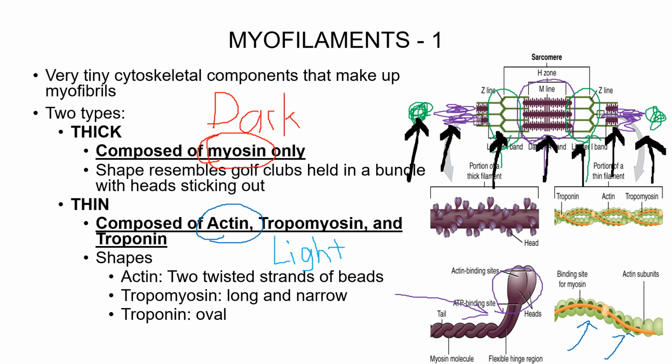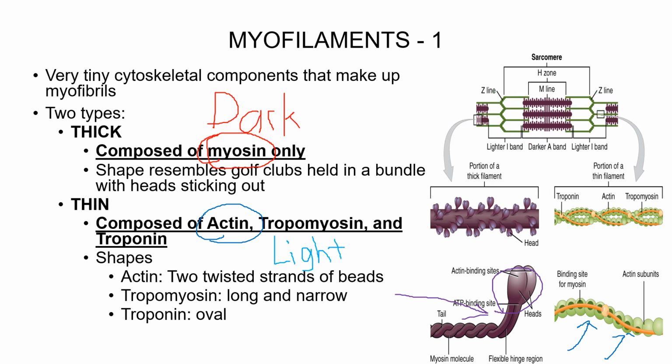Okay, moving right along. With this picture in the upper right-hand corner, I want to introduce the functional unit of muscle cells, and therefore myofibrils. It's called a sarcomere. Remember, sarco means flesh, and a sarcomere, as I just mentioned, is the functional unit of muscle cells. And what that means is this is how your muscles actually contract.